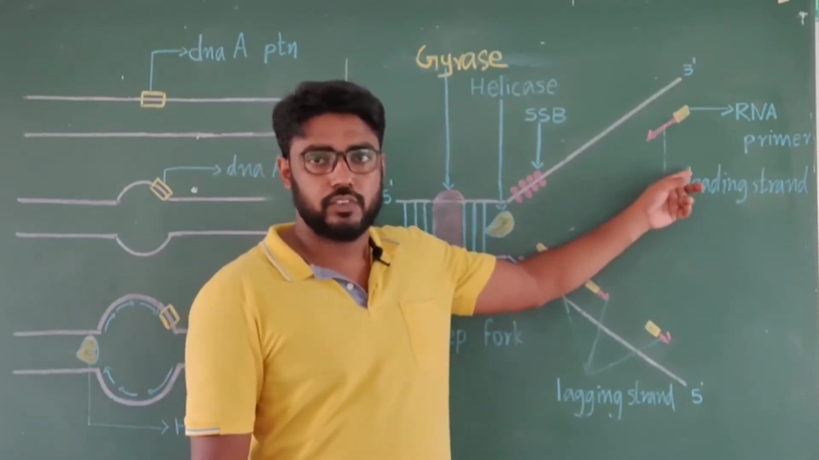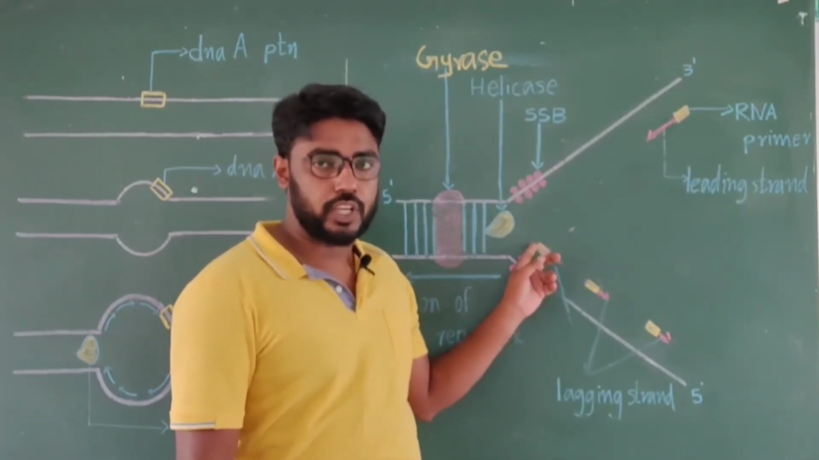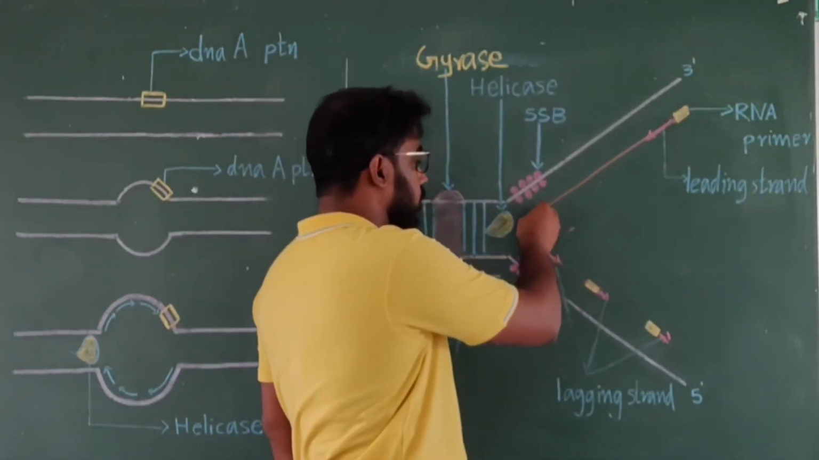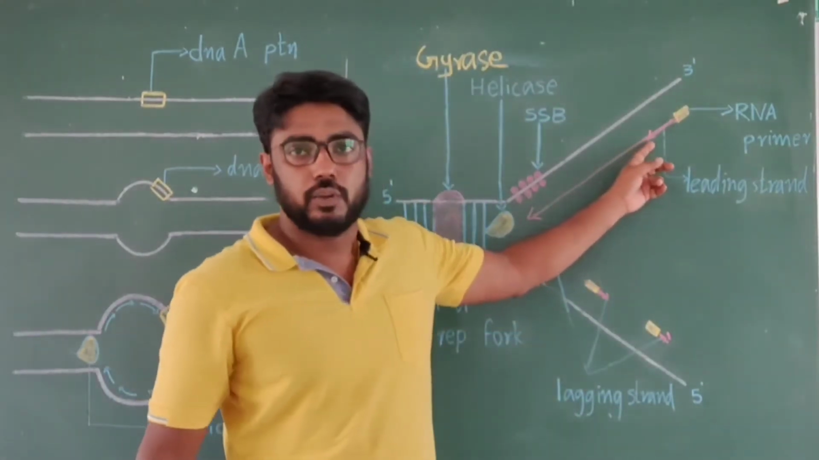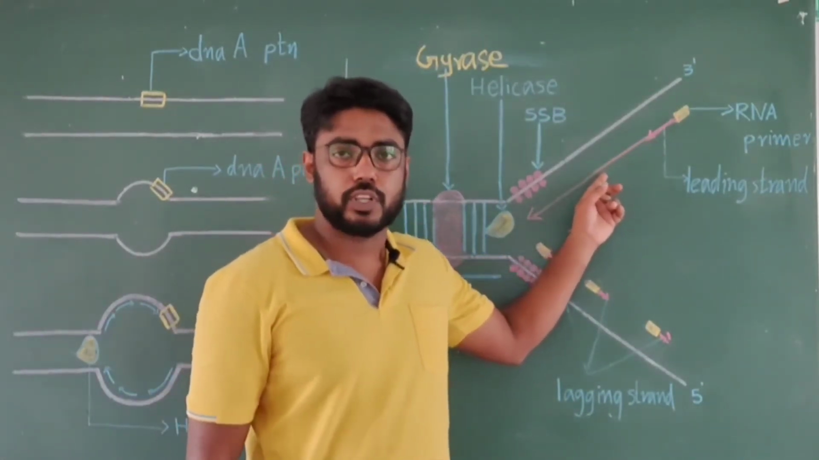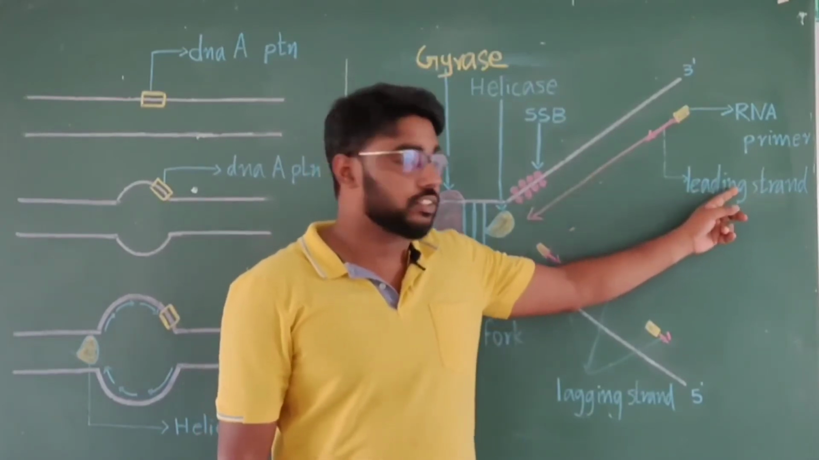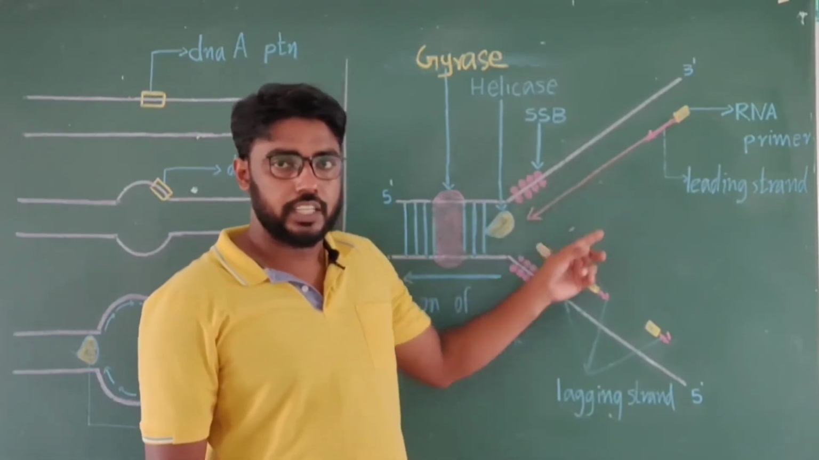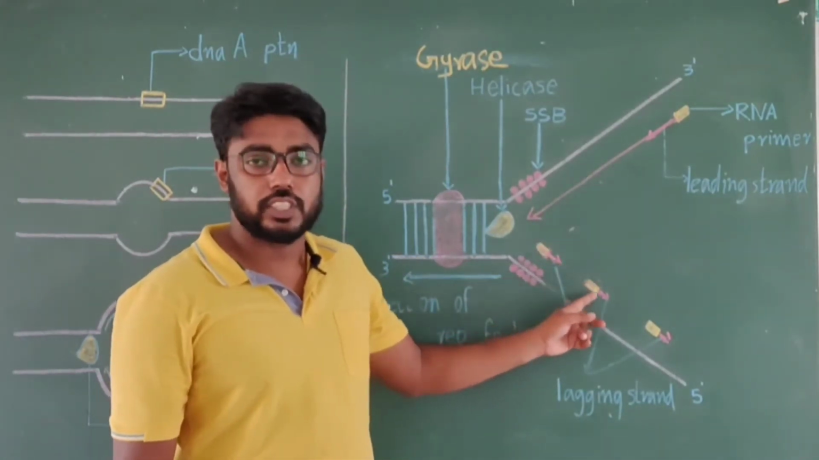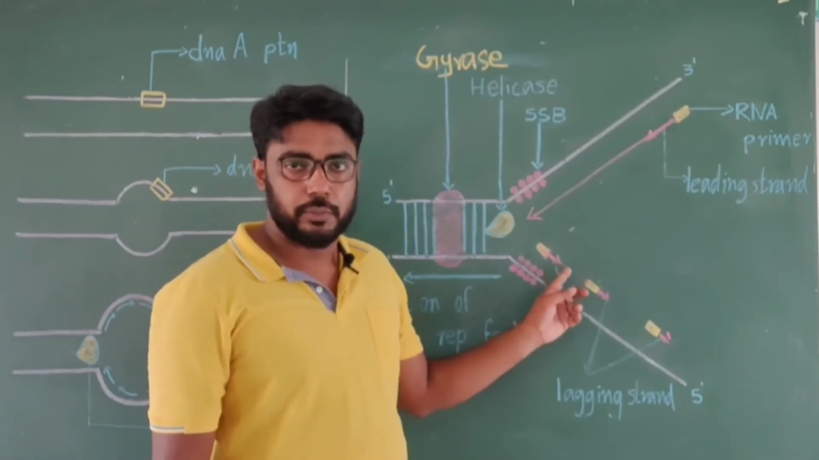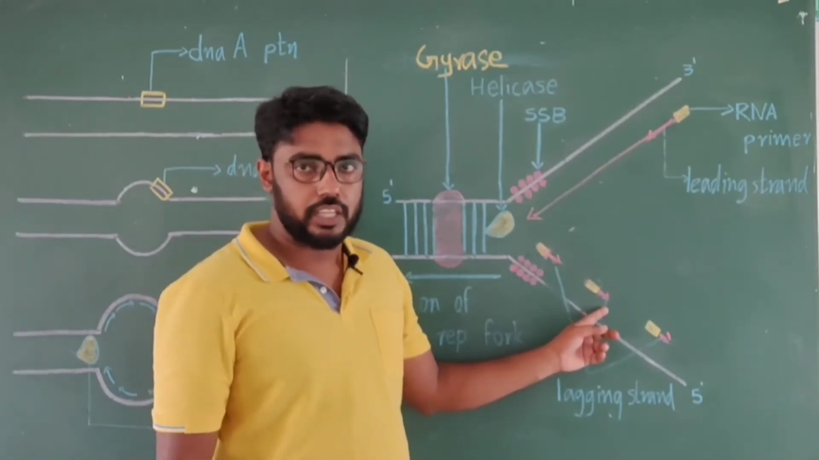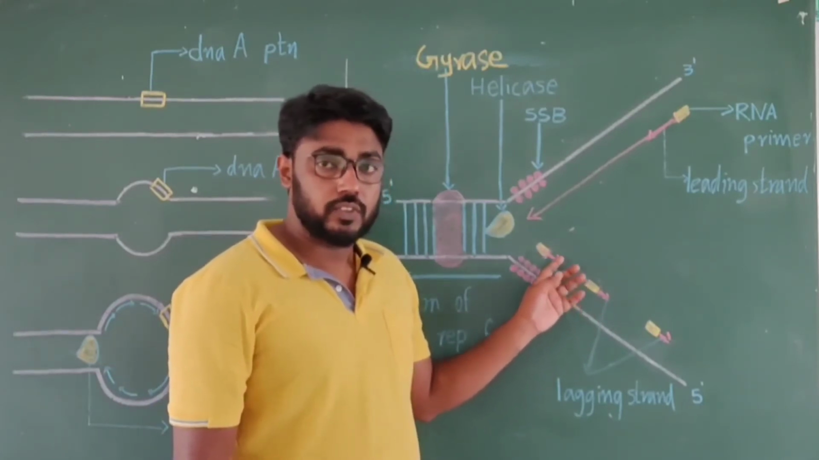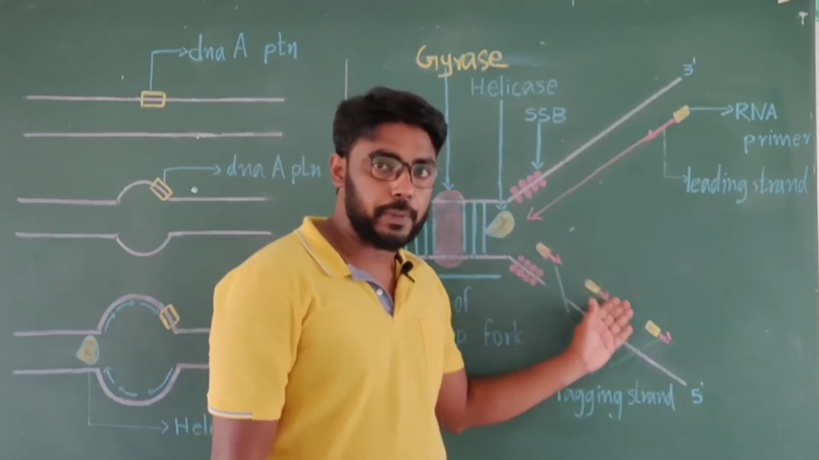Okay, one strand will be synthesized towards the replication fork, and this strand is known as the leading strand. Here you can see one of the primers, the RNA primer, and this other strand will be synthesized away from the replication fork.